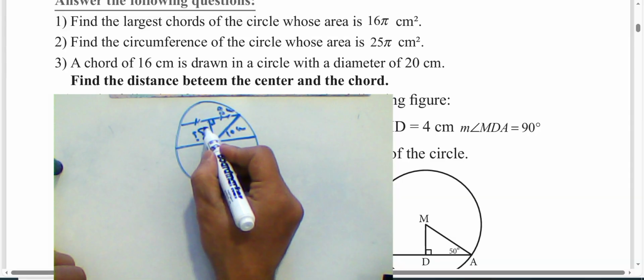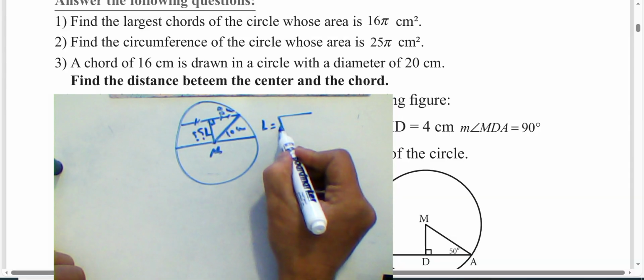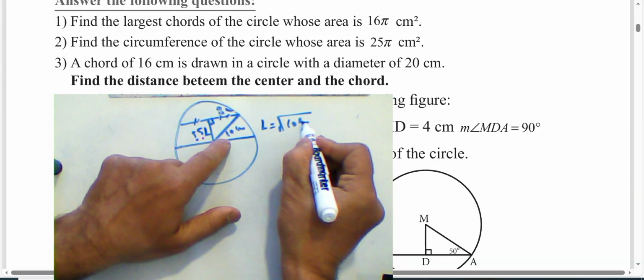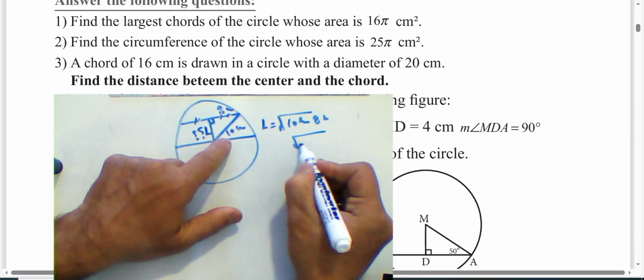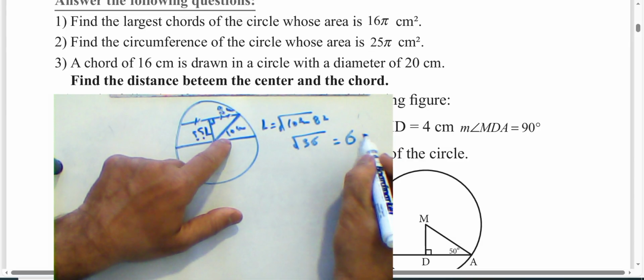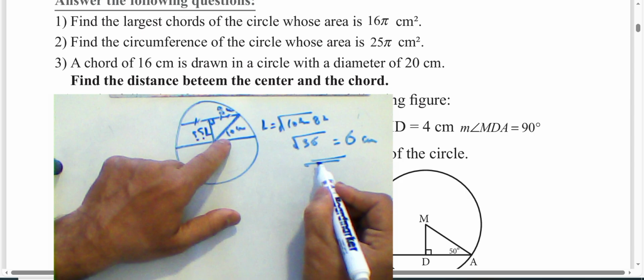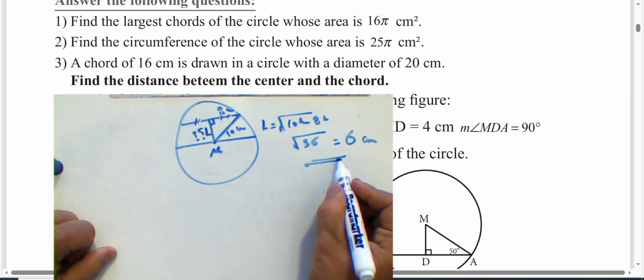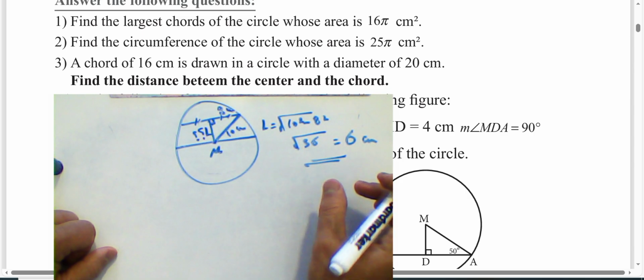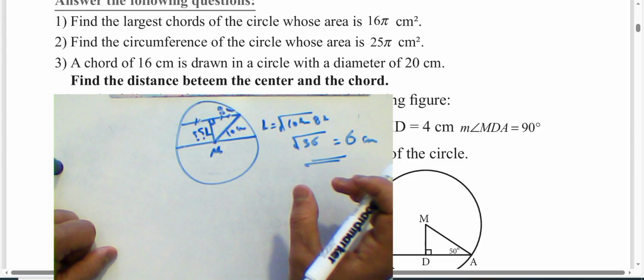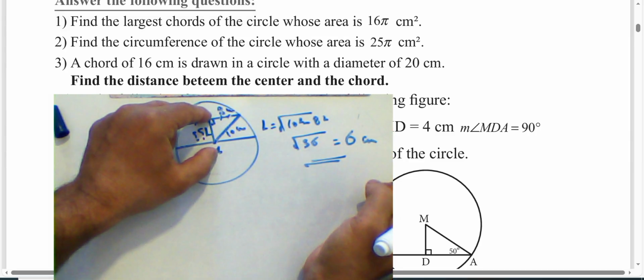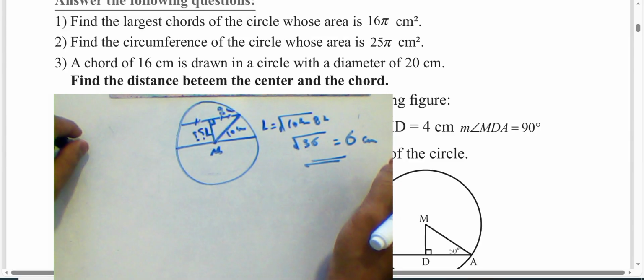Then the distance L will be the square root of 10 squared minus 8 squared, which equals the square root of 36, equals 6 centimeters. Then the length will be 6 centimeters, the distance between the center and the chord. Okay, understood?